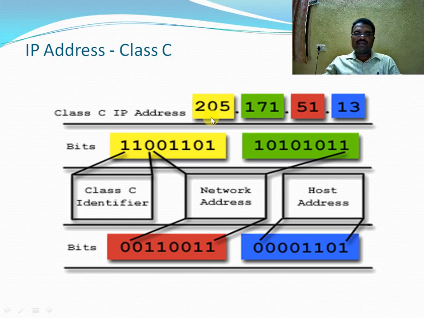Here is one example: 205.171.51.13. If we convert to the binary number, the first 3 bits, 110, are the class identifier, and the remaining 21 bits, 5 plus 8 plus 8, 21, are used to identify the network address, and the remaining 8 bits are used to identify the host address. So this is about class C addressing.